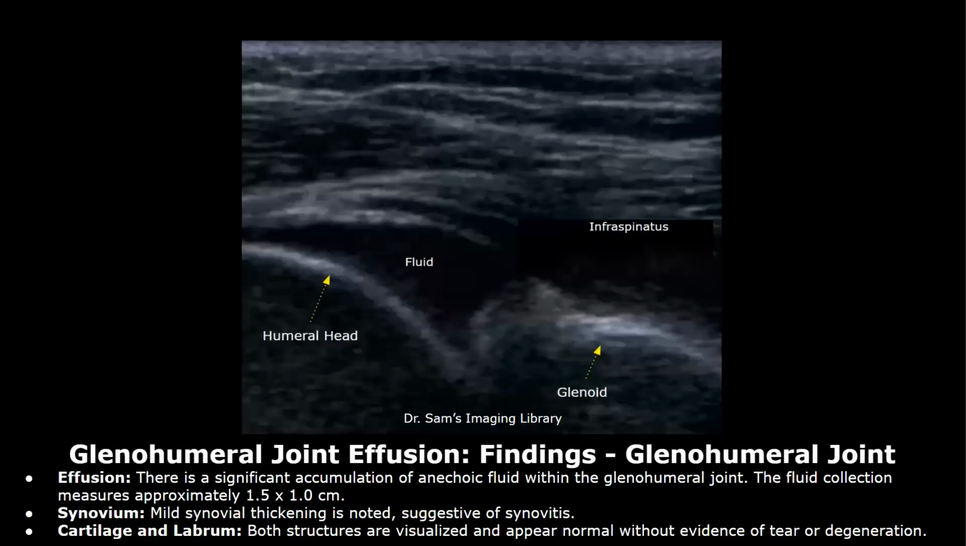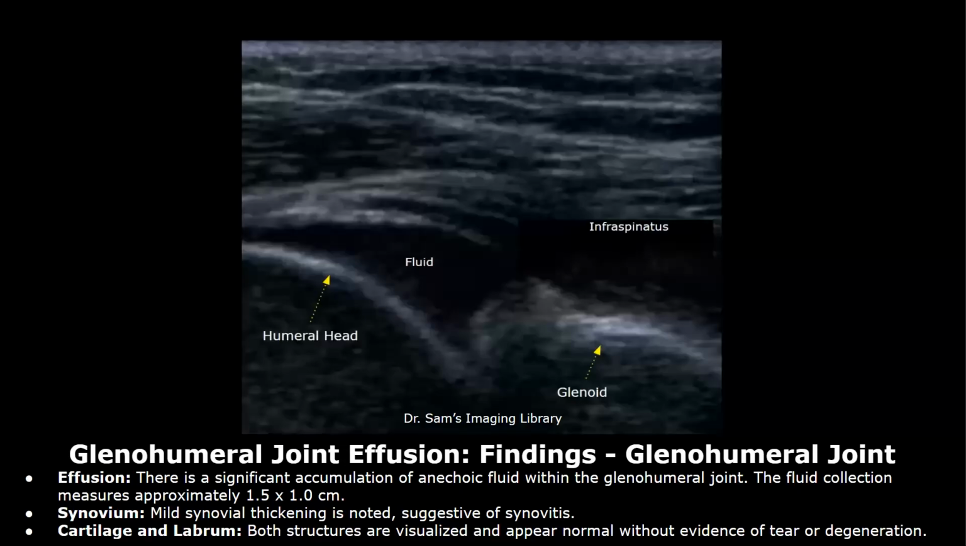This is a report for glenohumeral joint effusion. There is a significant accumulation of anechoic fluid within the glenohumeral joint. The fluid collection measures approximately 1.5 by 1 centimeter. Synovium: mild synovial thickening is noted, suggestive of synovitis.